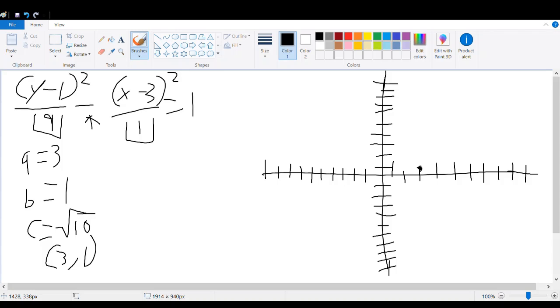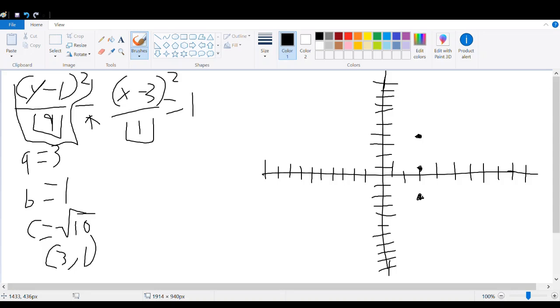A. So is this up and down or left and right? It's up and down because the a is under the y value, or the y value is first, because the a is always first. So whatever's first will be over the a value. But because the y value is first, it's up and down. But 1, 2, 3, because a is 3, so that point's actually on our little hyperbola. Down, 1, 2, 3, so it's that point.